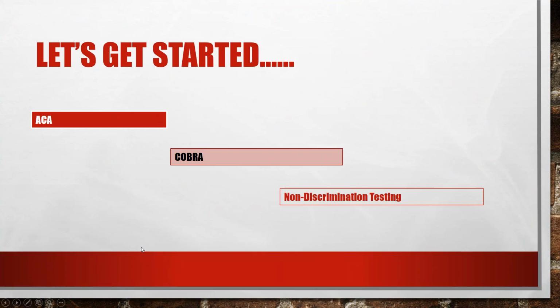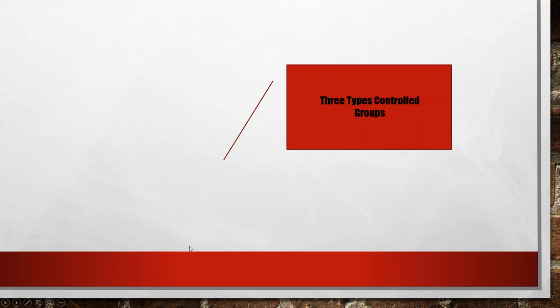So let's get started. What we're going to talk about today in regards to commonly controlled groups is the ACA, COBRA, as well as non-discrimination testing. So the first thing we should do is start with the definition.